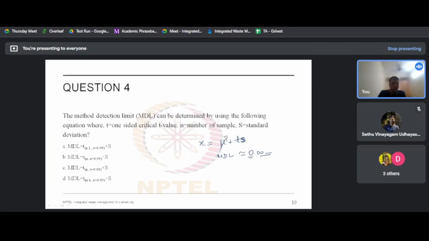So the mean concentration that we are going to get when we measure MDL will be very close to 0 only. So we will be left with T into S. S is the standard deviation, which we have been given here. So what is left is T. It should always be remembered in a t-test that degree of freedom is n minus 1, where n is the sample size.